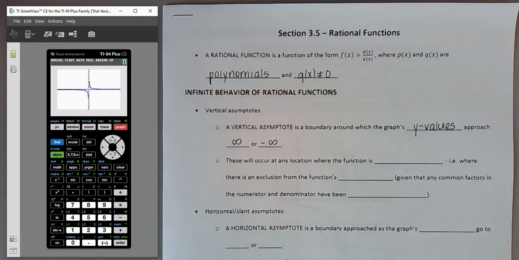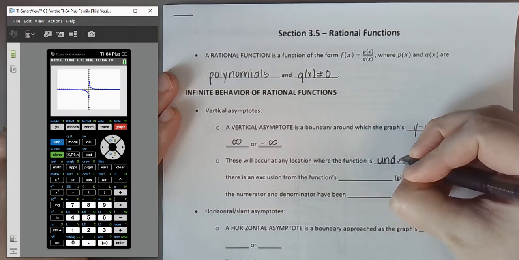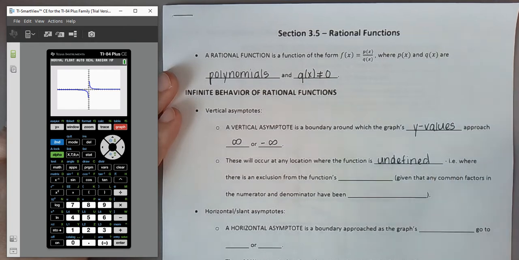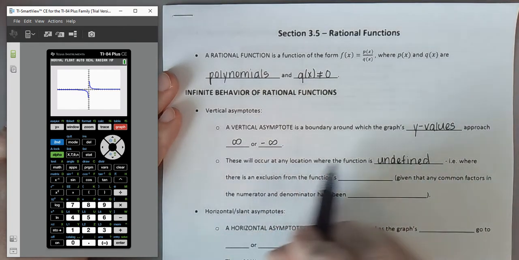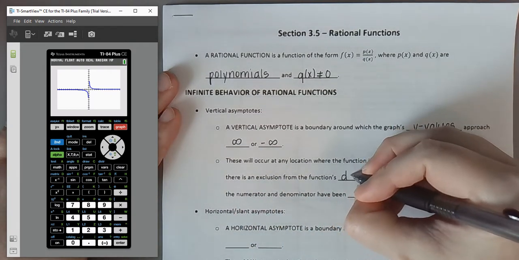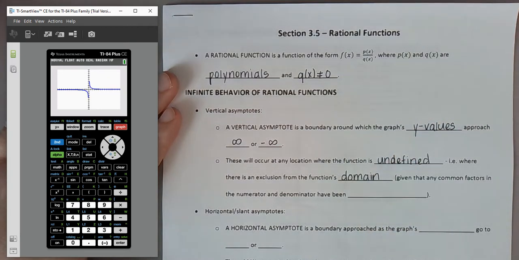So these vertical boundaries that we're going to see on pretty much every rational function, those are going to occur at any location where the function is undefined. Well, the only way a rational function is undefined is if our denominator is 0. So these vertical asymptotes are going to occur where there's an exclusion from the function's domain. In other words, we have an x value that we would attempt to plug in that would make the denominator 0. Whatever x value that is, that's going to give us a location for one of these boundaries.